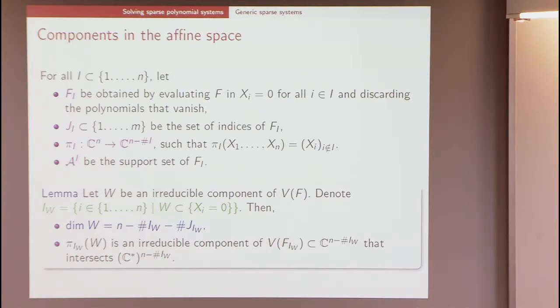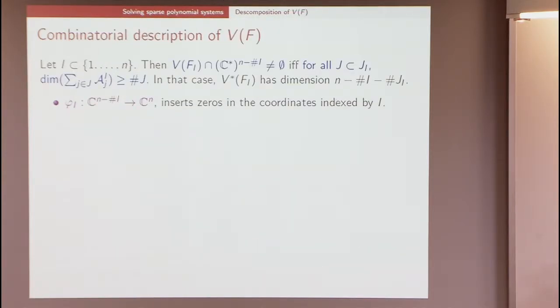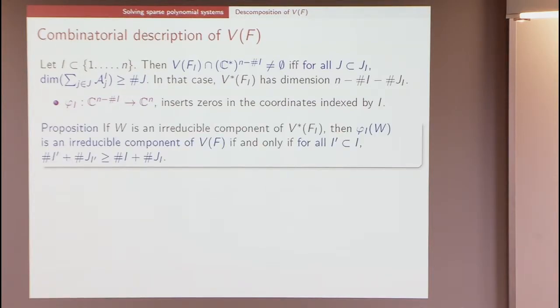Using this and using the first lemma, that allows us to say that F_I is going to have at least one zero with all non-zero coordinates if and only if we have that first condition, that blue condition on the supports, and using that, for every irreducible component of the Zariski closure of all zeros with all non-zero coordinates of F_I, adding zeros in the coordinates indexed by I, then that is an irreducible component of the variety defined by f if and only if we have this second blue condition on the supports.